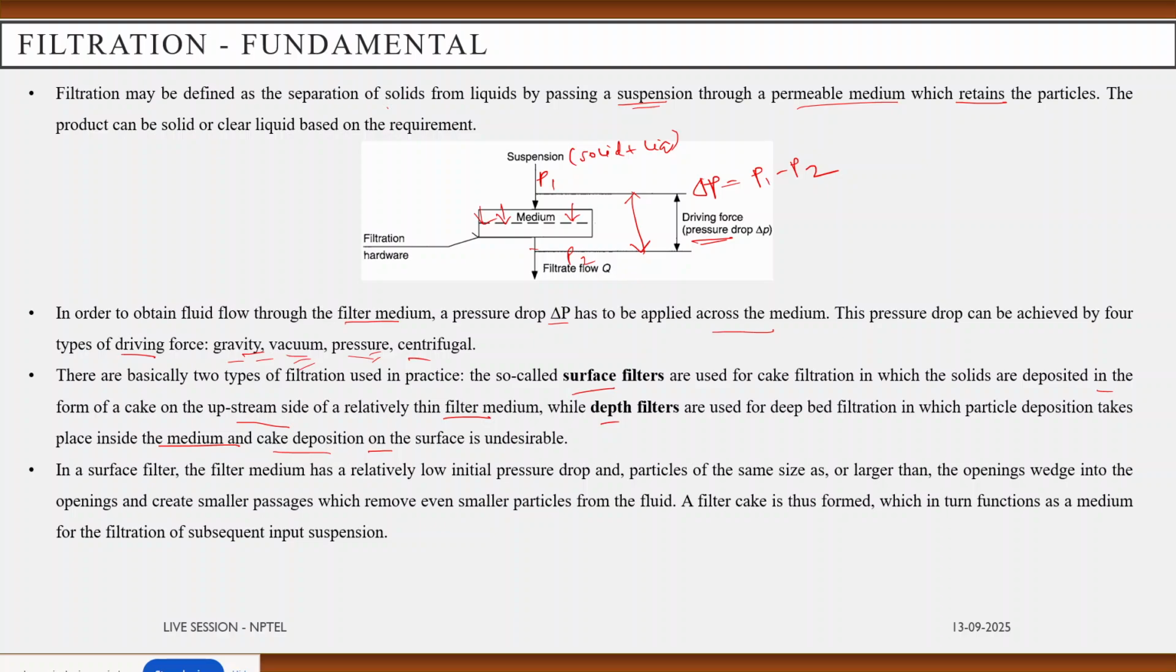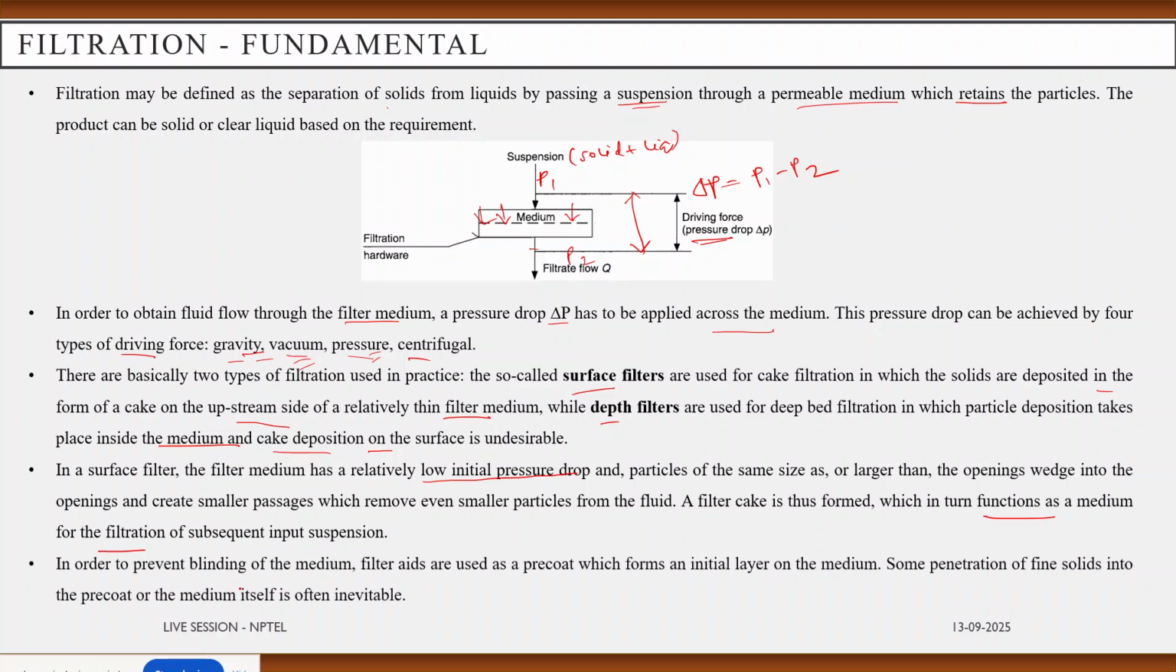In surface filtration, the filter medium has a relatively low initial pressure drop, and particles of the same size as, or larger than, the opening of the filter medium basically create smaller passages which remove even smaller particles from the fluid. A filter cake is thus formed on the surface of the filter medium, which in turn functions as a medium for the filtration of the subsequent input suspension.